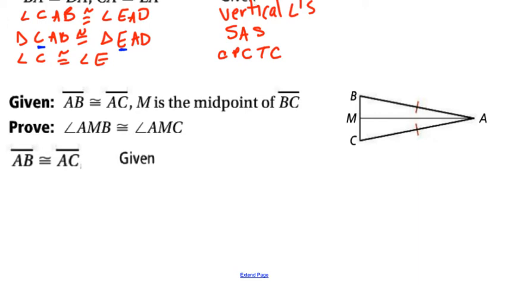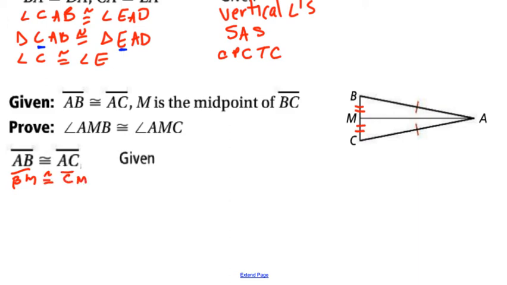All right, hope you took some time to do that one. I have you started here with your given statement. It says that side AB is congruent to side AC, and those are indicated in the figure as being congruent. They also tell us M is the midpoint of BC. Well, what does it mean to be a midpoint? If M is the midpoint, then we know that the distance from B to M is congruent to the distance from C to M. So we can say side BM is congruent to side CM.